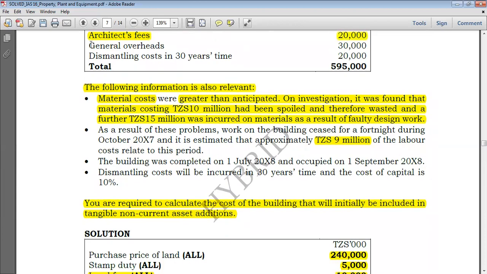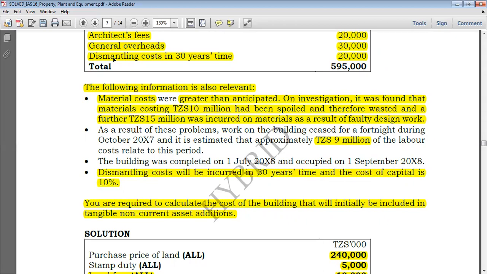Then we have general overheads. I think we've talked about this already. And lastly, we finish up with dismantling costs in 30 years time, which is 20,000. Dismantling costs have been given in 30 years time, but we need to know the initial cost now. So this is the future value, and you have to discount it to the present value. Usually you are given the discount rate in an exam. If you're given it, just use it directly. Here we are given information that dismantling costs will be incurred in 30 years time, and the cost of capital is 10%. Since we are given the cost of capital is 10%, it's very easy.